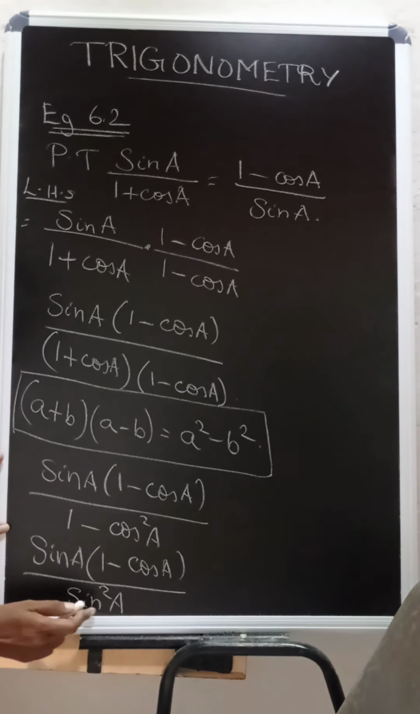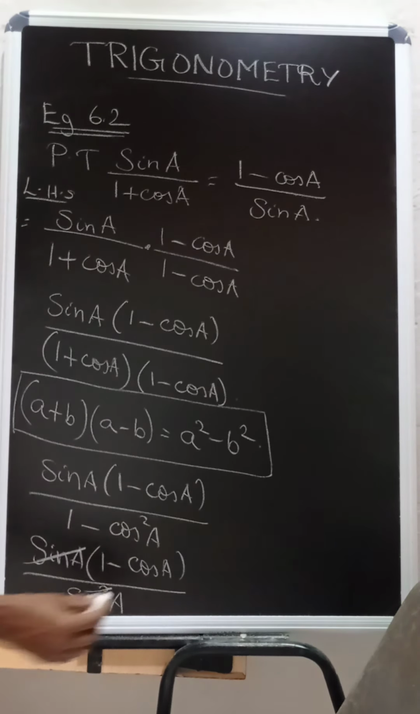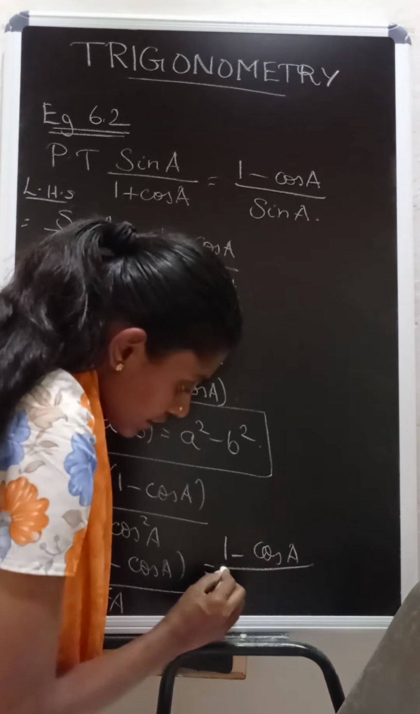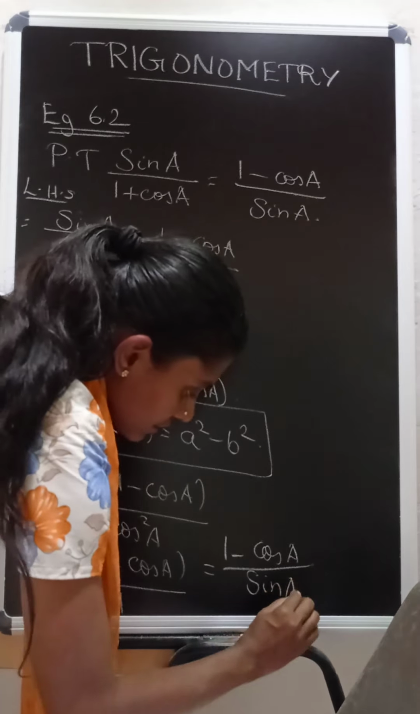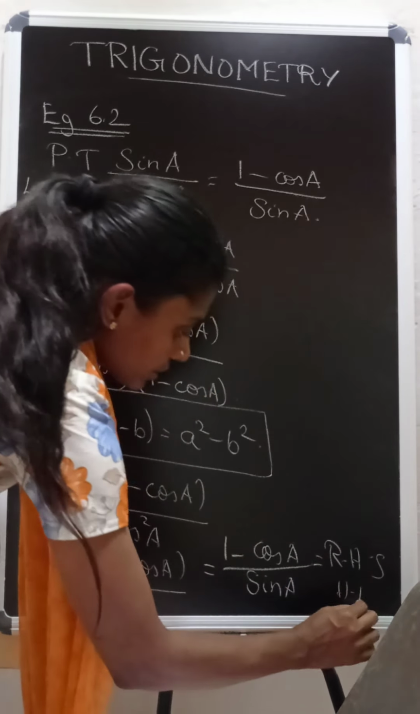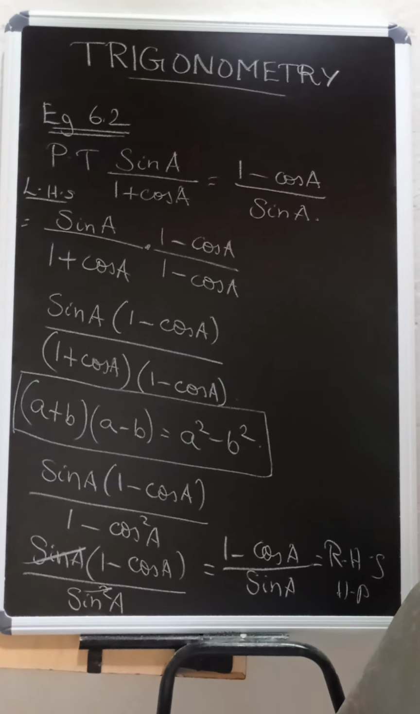Now sin square A is nothing but sin A into sin A. So one sin A and this sin A get cancelled. You will get 1 minus cos A by sin A, which is equal to RHS. Hence proved.